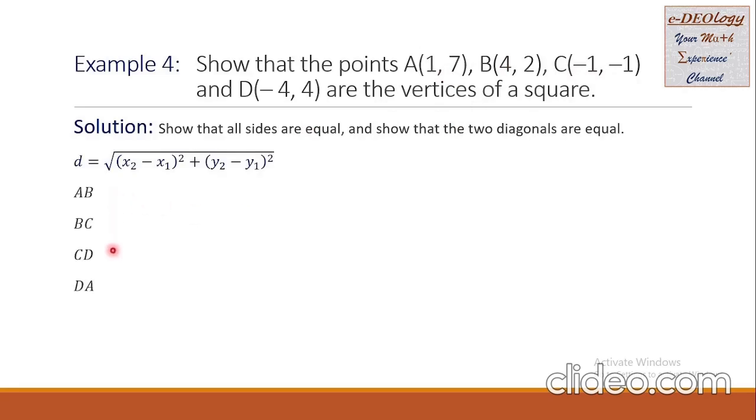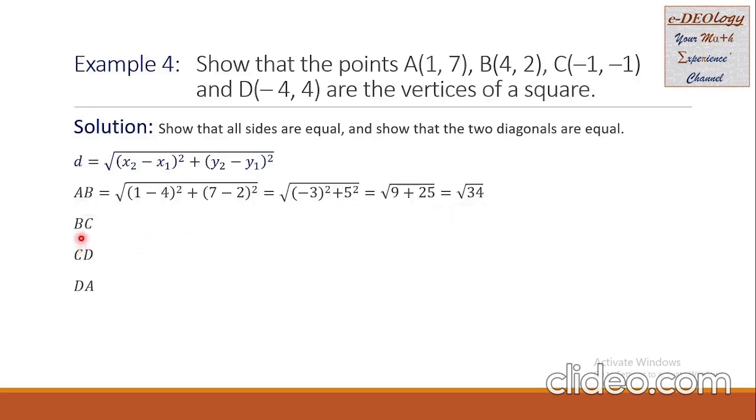Then we have the 4 sides. Let's begin with the side AB. By distance formula, we have 1 minus 4, that is squared, plus 7 minus 2, then we square. 1 minus 4 is negative 3, and then squared, plus 7 minus 2 is 5, then we will square. The square of negative 3 is 9, plus 5 square is 25. The sum is 34. So for the side AB, it is square root of 34.